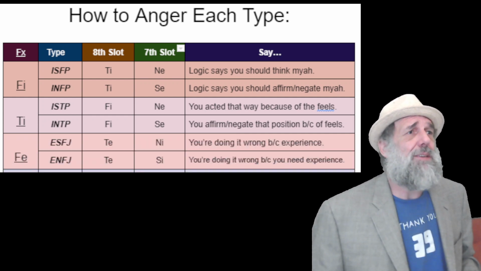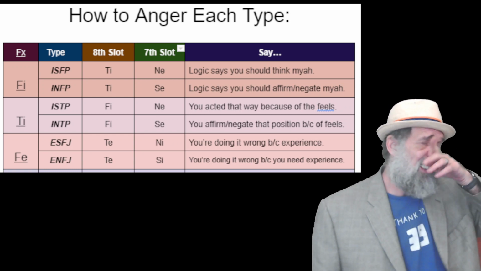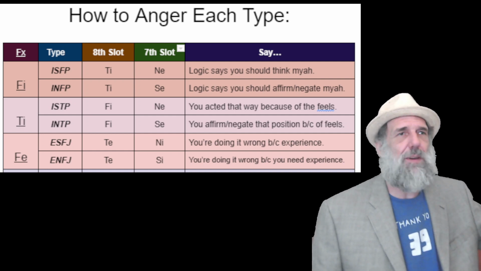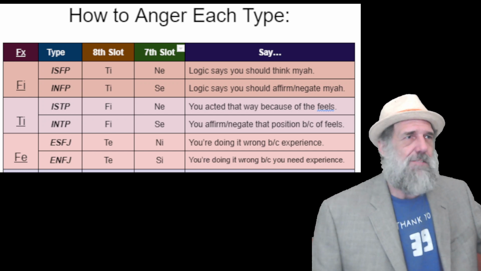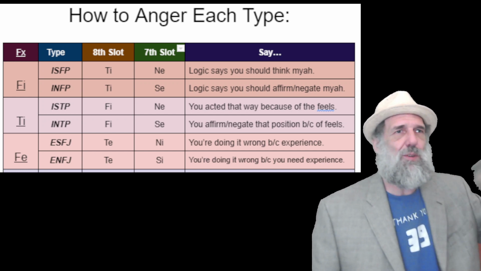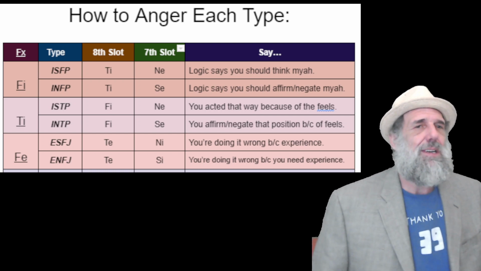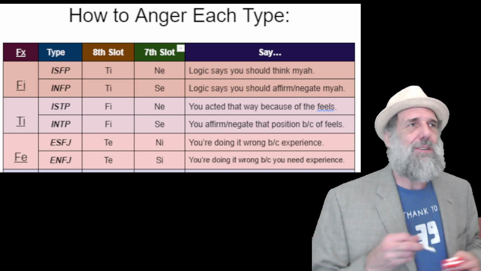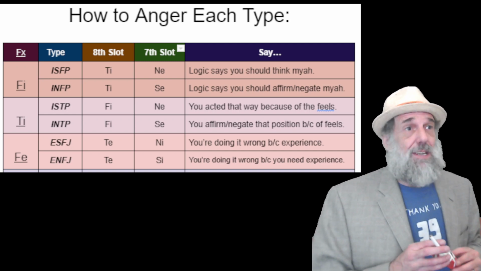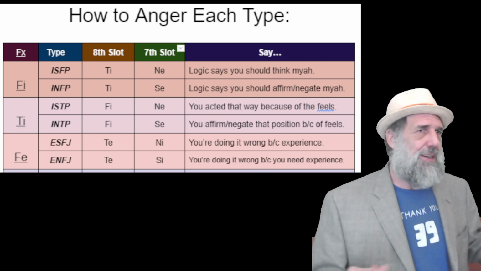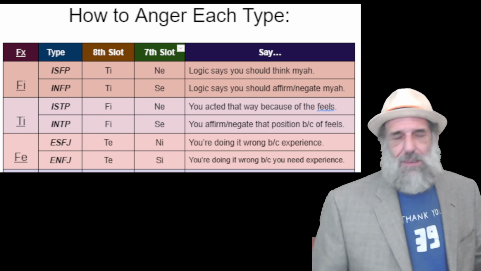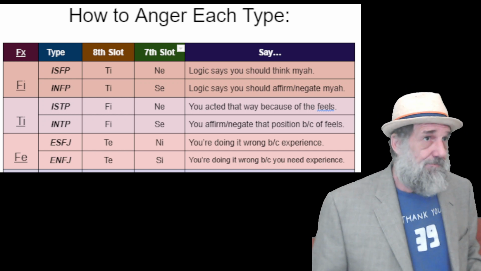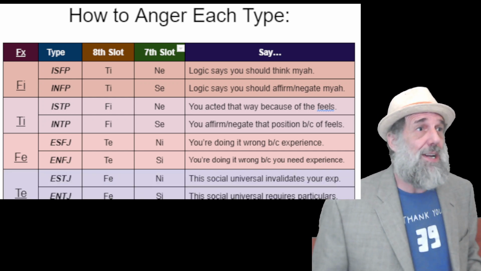Let's look at the FE types. ESFJ. They have TE in the 8th slot, the FE types do. ESFJ is TENI. So you're doing it wrong because your experience isn't relevant here. Okay? You need to pay attention to this universal thing that is contradictory to your experience. There's some singular factor that's going to make your whole big plan here fall apart. You've not accounted for. Stuff like that. For ENFJ, it's you're doing it wrong because you need experience, or you're not including particulars enough. They're not going to like that. They want the sense that you don't need to include any particulars to explain things. You know, the Eckhart Tolle Oprah way.